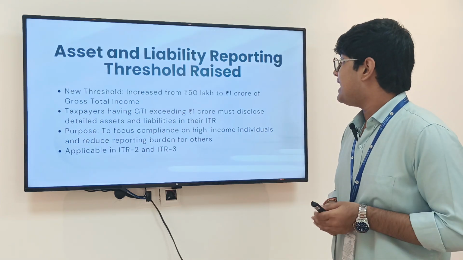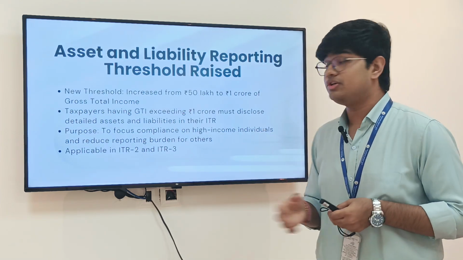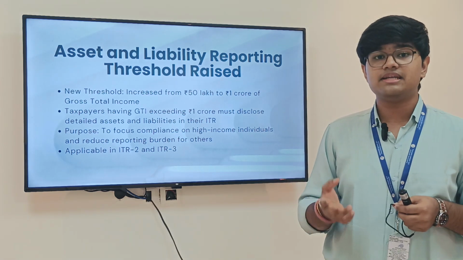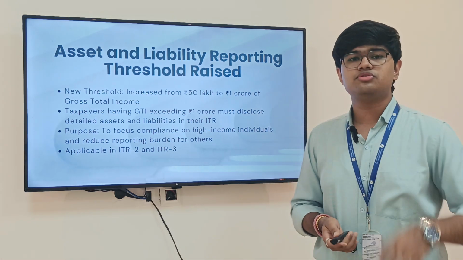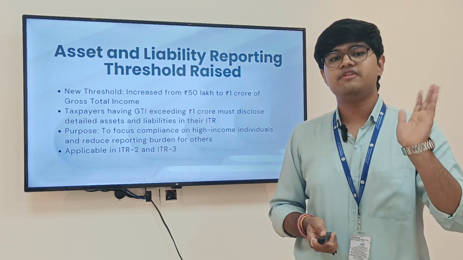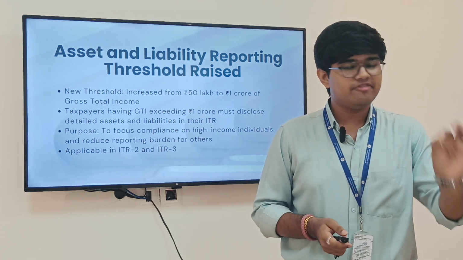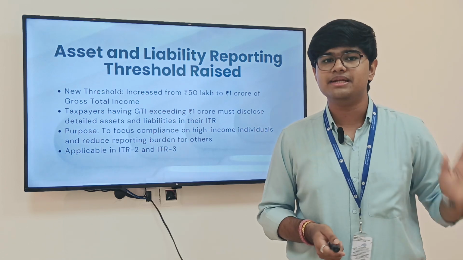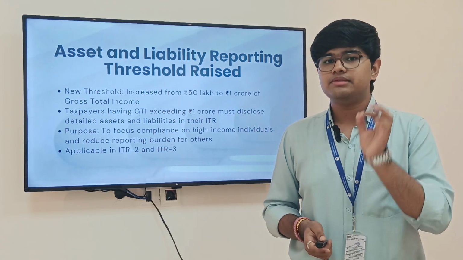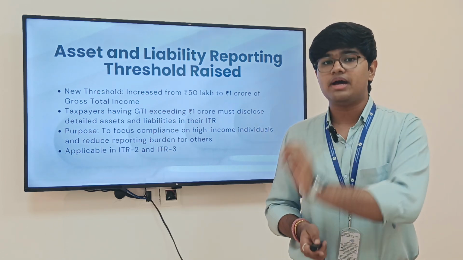The next change is asset and liability reporting threshold raised. This is again a significant change brought in by the income tax department. Previously, if your gross total income was more than 50 lakhs, that is, if it was 50 lakh 1 rupee, you would have to disclose all your assets and liabilities. But the threshold for this year is rupees 1 crore.